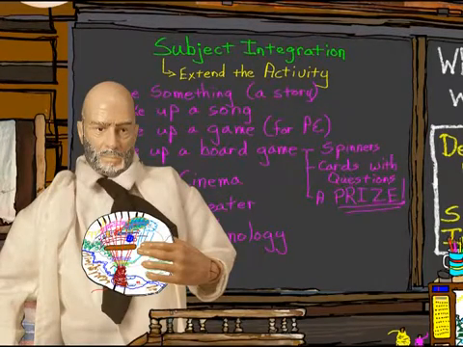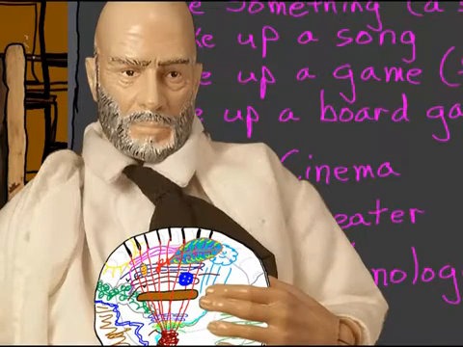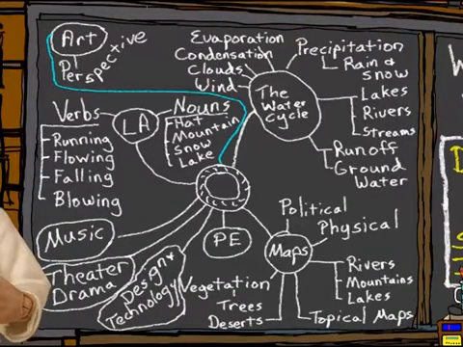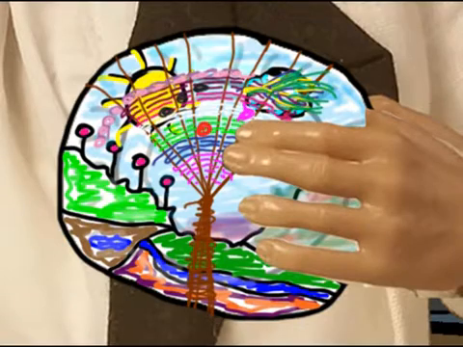There you have it. Designing an activity for subject integration. Start with a vehicle or medium, as an artist would say. We used a paper plate. Gather ideas from a variety of topics. Weave them all together into a project.